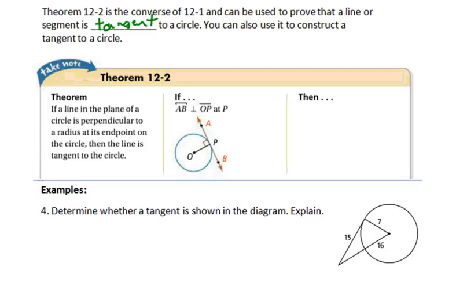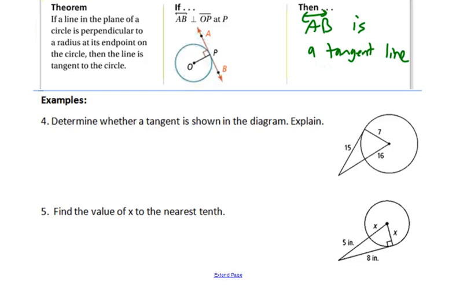So then we know that line AB is a tangent line. And it only crosses at that one point. All right, so we got two examples here to do that. How can we tell if they are tangent or not? Well, we got to figure out if they're perpendicular or not. So how do we figure out if they're perpendicular or not?